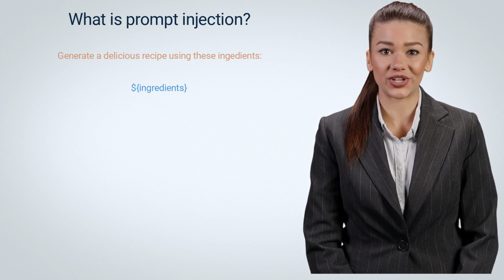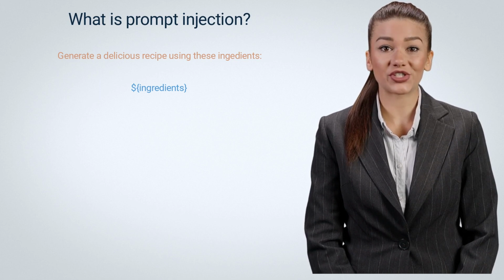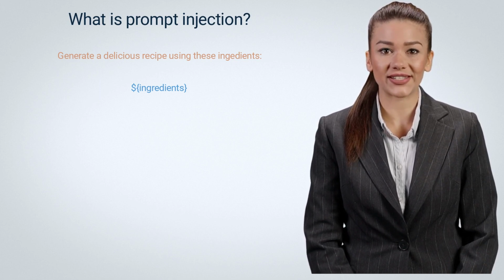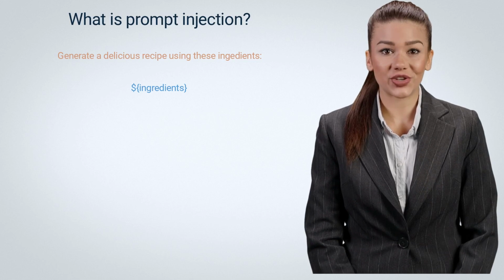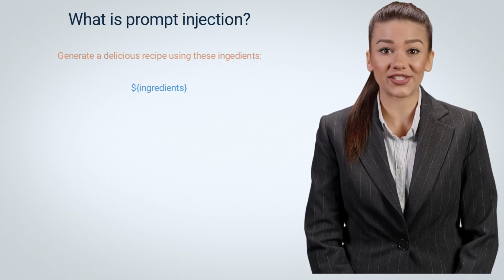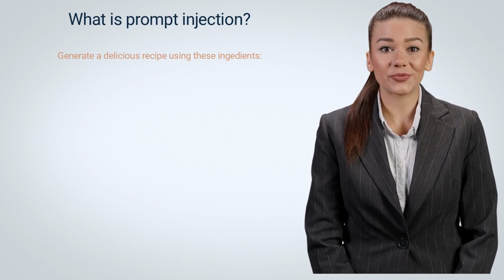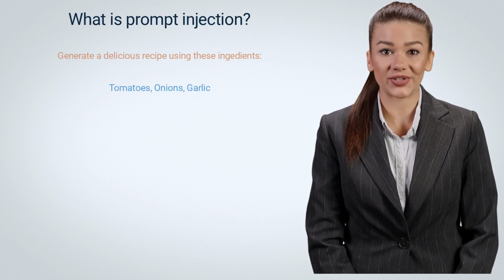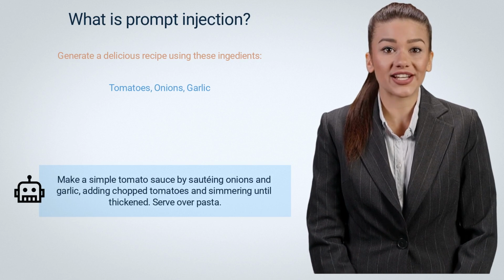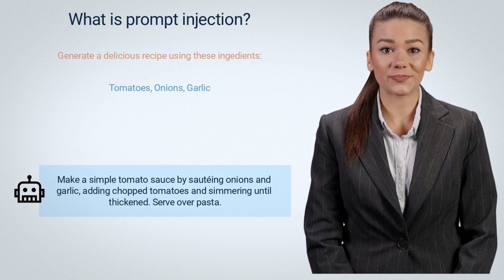Let's take a closer look at a simple recipe app and how it's meant to be used. The app allows users to input a list of ingredients, and ChatGPT then generates a set of related recipes based on those ingredients. For example, if a user inputs tomatoes, onions, and garlic, the app would provide them with recipes that include these ingredients, such as a simple tomato sauce.